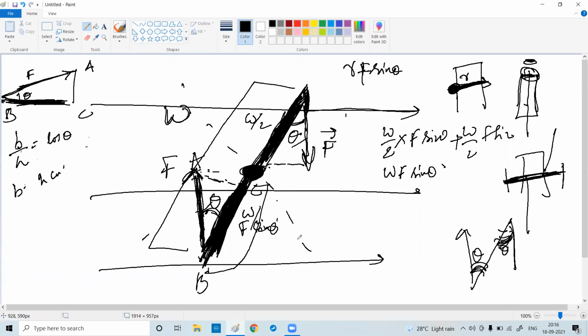So what did you study in the last class? What was F? Tell me, what was F? ILB sin theta. Yes or no? So force is ILB sin theta. So F sin theta is already there, so I will replace it. It becomes W I L B sin theta. What is L? L is the length of what?